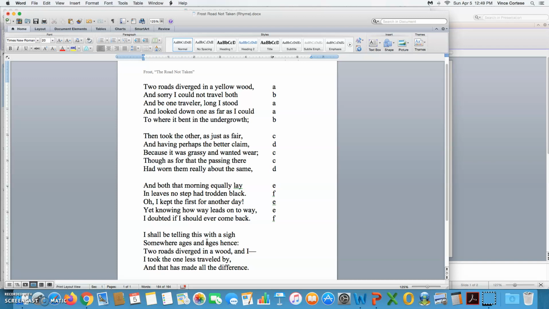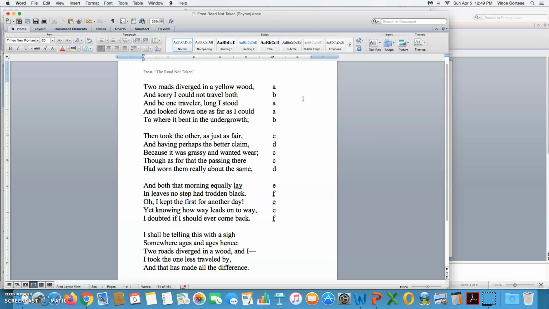Now, a lot of these lines are end-stop lines, particularly the first one, two roads diverged in yellow wood. We have a full thought, a comma that happens there, and so we pause naturally at the end of that line. But the next line doesn't quite end at the very end. And sorry I could not travel both and be one traveler. That full thought really continues from one line onto the next, and that's what enjambment is, how that one line enjambs itself into the next one. And indeed, the pause we have, this caesura, is here in the middle of the line rather than at the end.